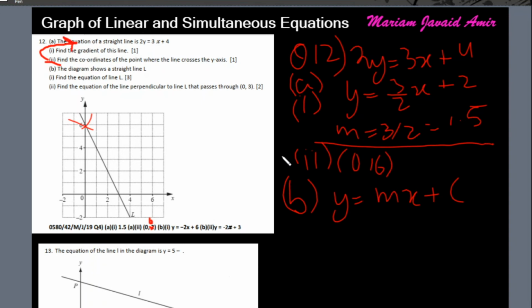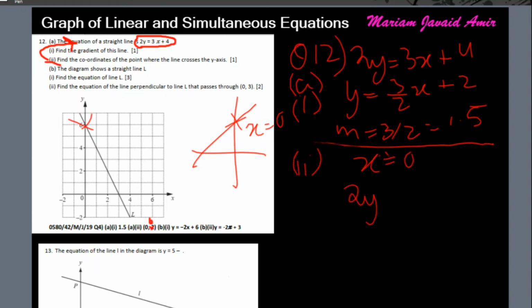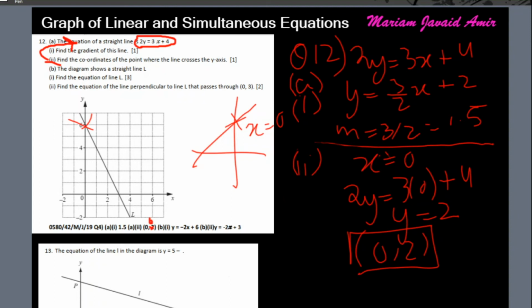So we need to find, let me quickly rub all of this, we need to find the coordinate of the point where this line crosses the y-axis. So when the line crosses the y-axis, whichever line this is, we know that x is always equal to 0. So simply substitute x equals 0 in the given equation. So 2y equals 3 times 0 plus 4, which gives us y equals 2. That's why we got 0 comma 2. So this is the answer for part 2.